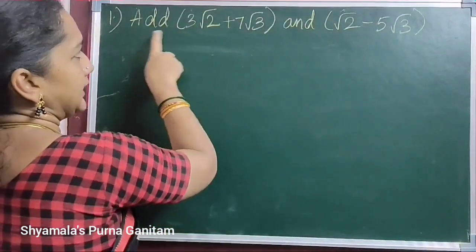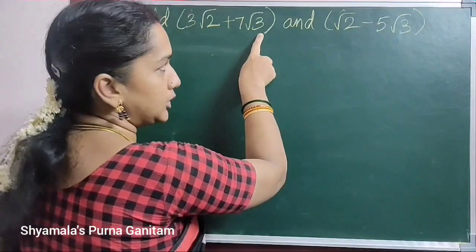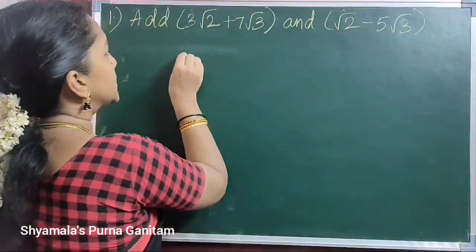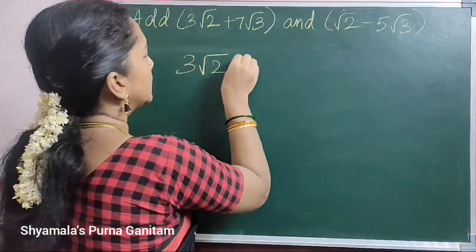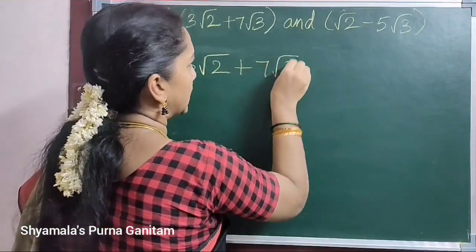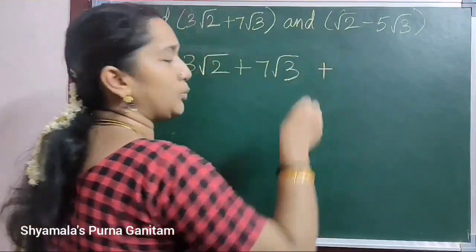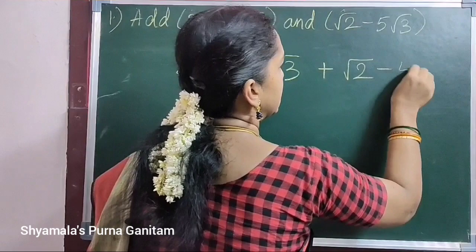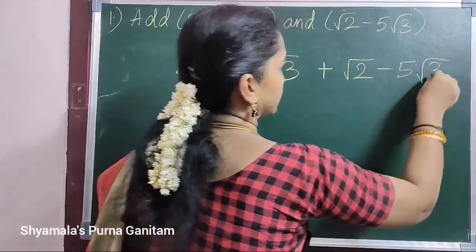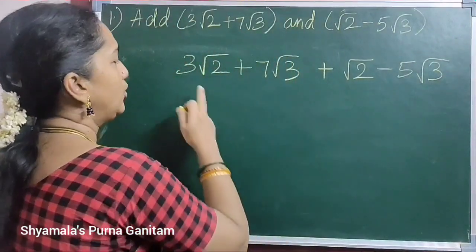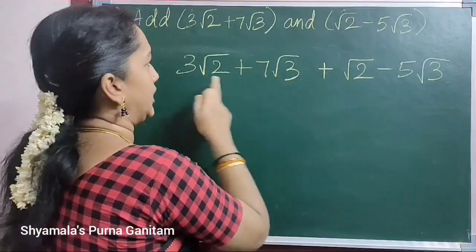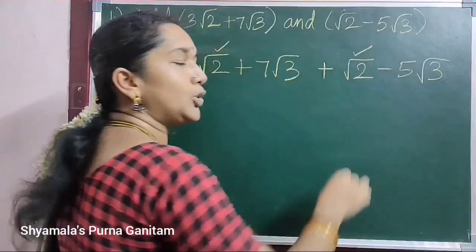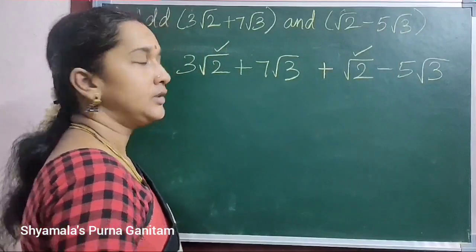First sum: add 3 root 2 plus 7 root 3 and root 2 minus 5 root 3. So 3 root 2 plus 7 root 3, and you are asked to find the sum, plus root 2 minus 5 root 3. Okay, now 3 root 2 plus 7 root 3. Here also you are having one root 2 value. So those 2 root values can be combined.